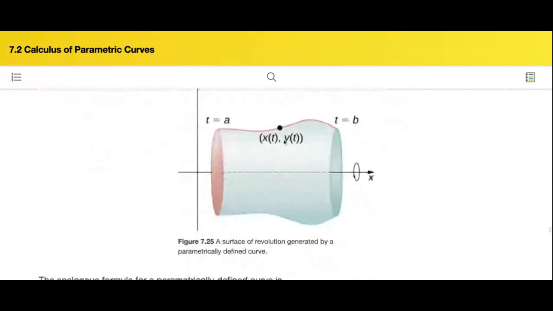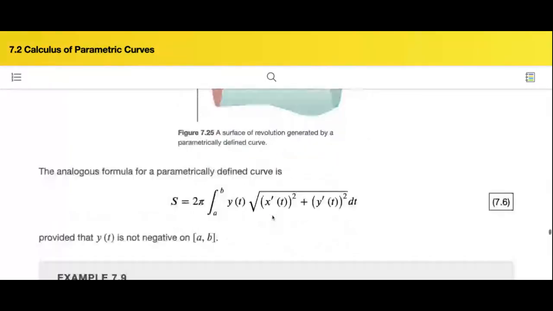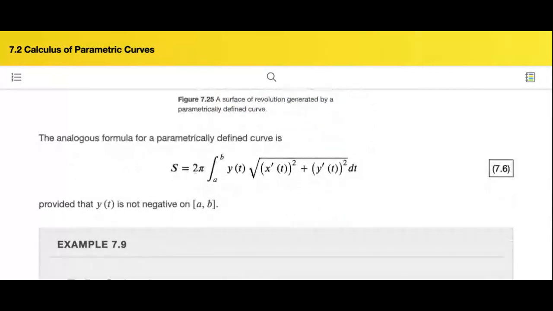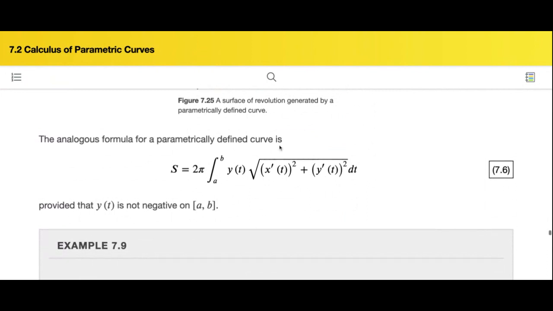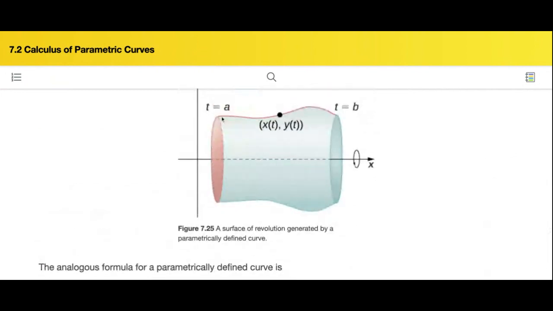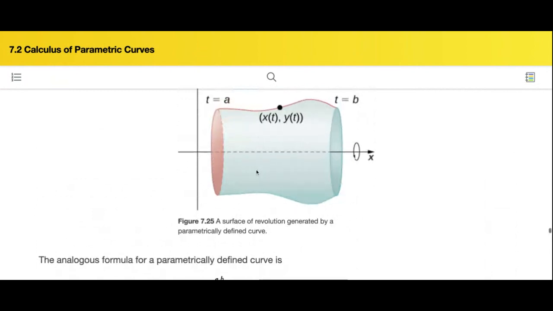Now we can think the function as a parametric curve. So x of t, y of t. And then the formula becomes 2 pi, well, we have lower limit, upper limit, y of t, the height, multiplied by the second dimension, right? So we have y of t as one dimension, dt as another dimension. So the middle dimension is this, square root of x prime squared plus y prime squared. What is that? That's the length of this, right?